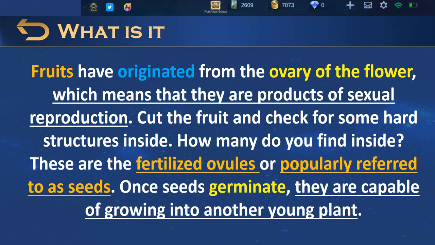Cut the fruit and check for some hard structures inside. How many do you find inside? These are the fertilized ovules, or popularly referred to as seeds. Once seeds germinate, they are capable of growing into another young plant.